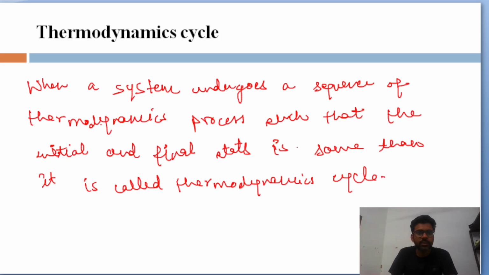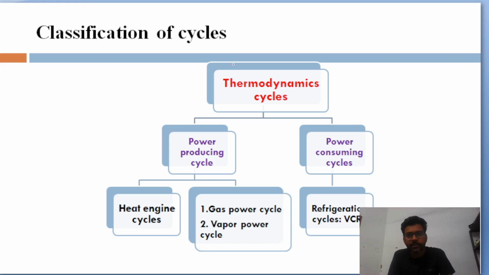The basic thermodynamic example we have studied is the Carnot cycle, in which we use two isothermal and two adiabatic processes, and we can see that the initial and final states are the same. So it is a thermodynamic cycle. Broadly, thermodynamic cycles are classified as follows.